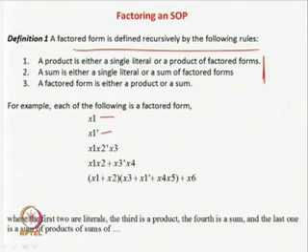This one is either a single literal or a sum of product form. So in this case you can see it is a sum of factored forms. So in this case it is a sum of some factored forms. So this is also a factored term, and again this is actually a sum of product of sum of product of sum of product. So this is also nothing but a factored form. So this is the definition, that is, recursively you can define a factored form in this way.